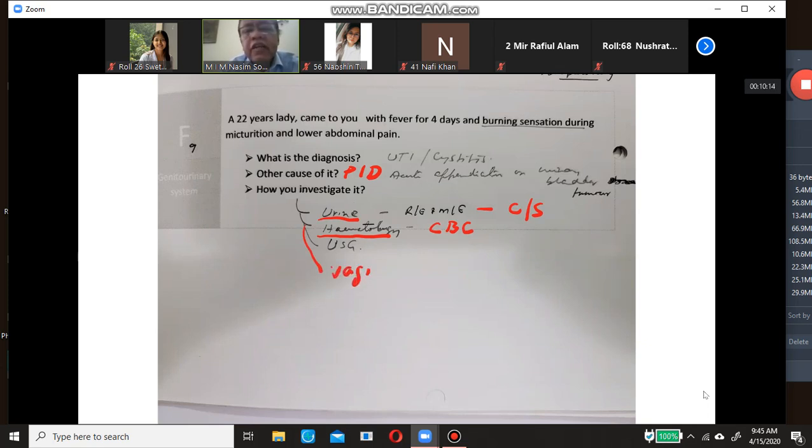It is not written here. Vaginal swab for culture and sensitivity. So urine, hematology, ultrasonography, and vaginal swab for culture and sensitivity, if there is suspicion that there may be some pelvic inflammation, which has gone from infection within the vagina.